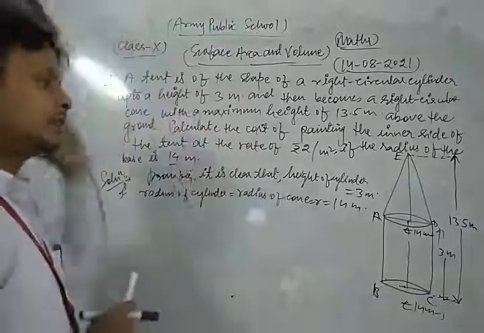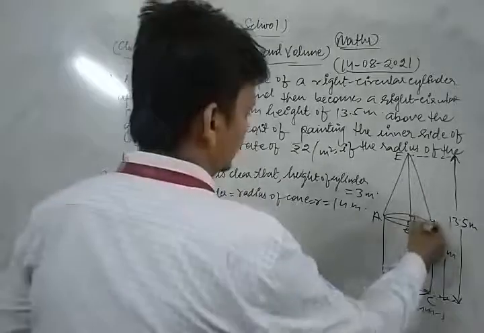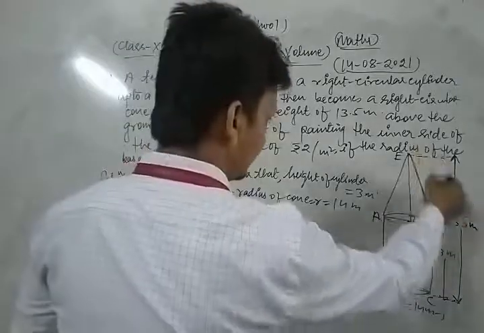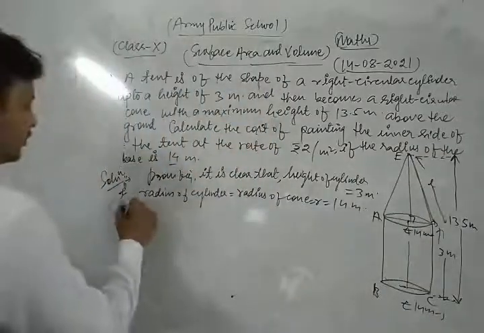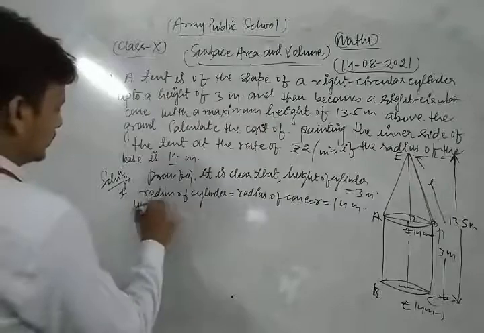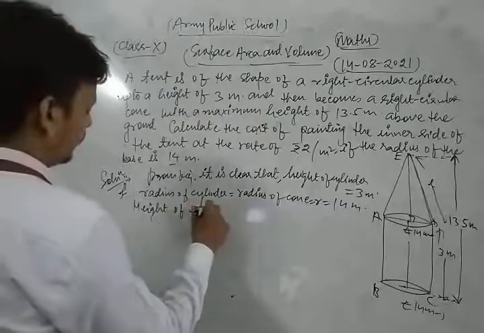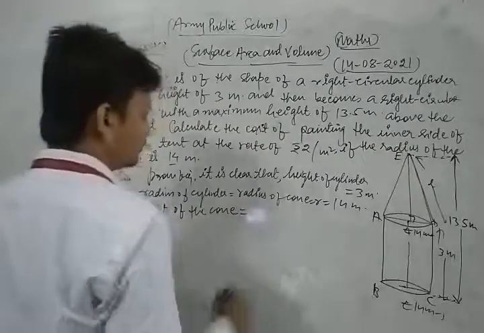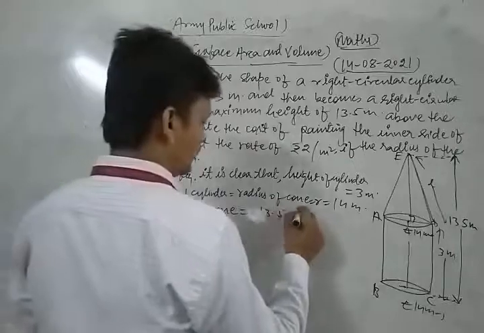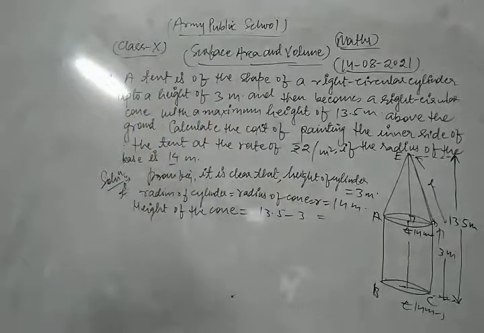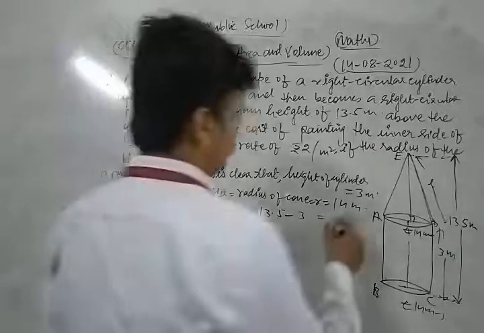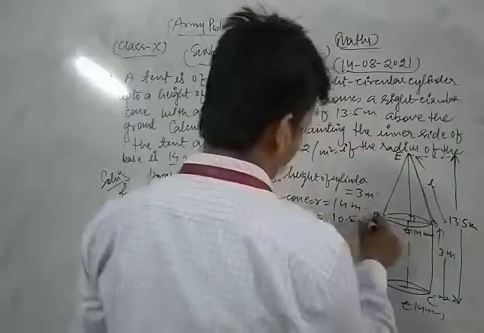This is the 90 degree angle, you know that. So this is the slant height L of the cone. First of all, the height of the cone. Height of the cone is 13.5 minus 3. We get 10.5. So 10.5 is the height of the cone.